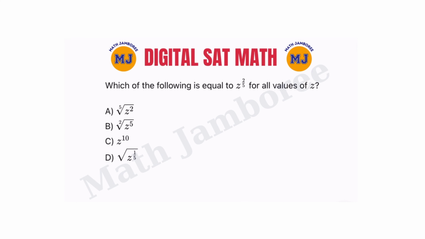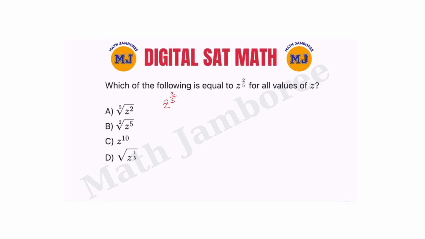We have another digital SAT math type of question from the topic of exponents. Let's dive into it. Which of the following is equal to z to the power of 2 over 5 for all values of z? So, to solve this question, I strongly, again, suggest you look for the numerator and the denominator of the given variable.